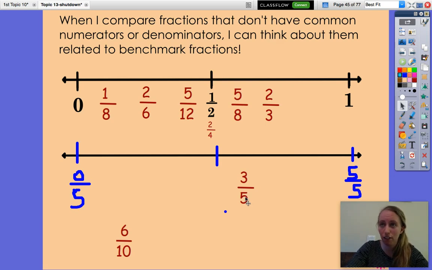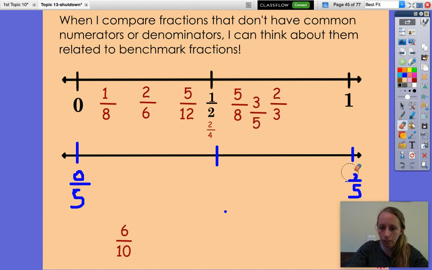Half of 5, if we have 5 pieces and we want to split them in half, we wouldn't be able to do it evenly because everyone would get 2, and then we'd still have 1 left over. So half of 5 is a little bit less than 3. If we had 3/5 and compared it to a half, 3/5 is actually a little bit more than 1/2. So 3/5 would be closer to 5/5, right? Because it's 3 jumps away and only 2 jumps away from 5/5. So it would be closer to here on the number line.